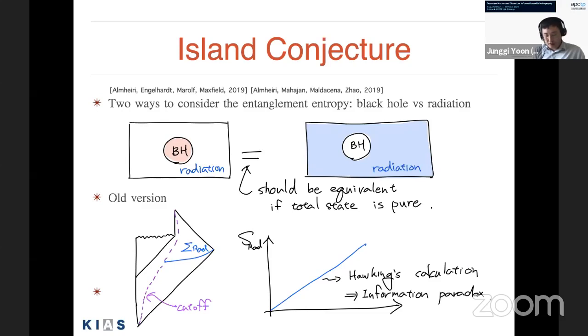So here, for simplicity, I will consider an evaporating black hole. There is a horizon and the black hole, and I put some cutoff here, so that all the black hole degrees of freedom are inside of this cutoff. Roughly, the distance between the horizon and the cutoff is like a Schwarzschild radius. You can say that this is a kind of separation between the black hole and the bath. Then I will consider the time slice in the bath, and I calculate the entanglement entropy on this time slice. If you calculate the entanglement entropy, it will increase. This is similar to the Hawking calculation, and this is, of course, the old version.